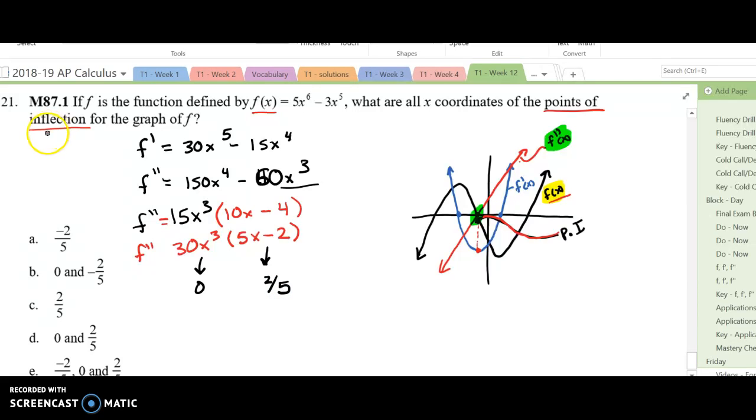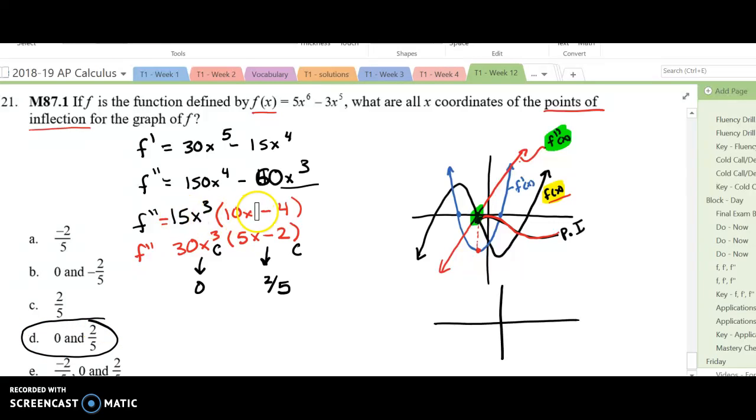Because we're looking for a second derivative, we really don't care what this graph looks like, we care if it bounces or crosses. And we can tell by looking at this second derivative that we're going to cross at an odd multiplicity and cross at an odd multiplicity. So our answers are going to be 0 and 2/5.